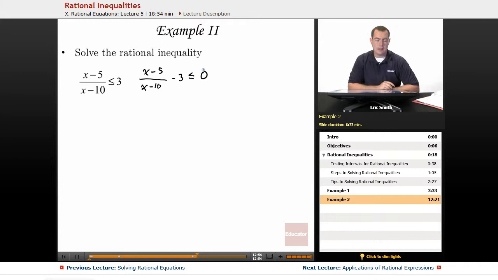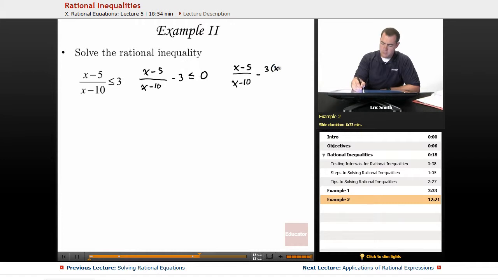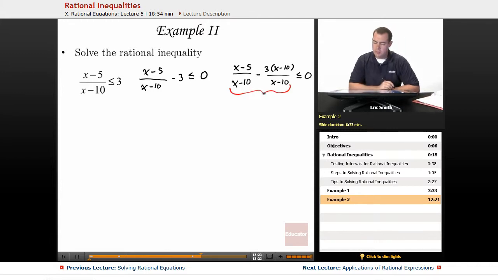Now we need to worry about getting that common denominator. So I say I have an x minus 10 denominator. Let's give that x minus 10 to the top and bottom of our 3. All right, looking much better from now. Now we'll go ahead and combine these rational expressions right here.